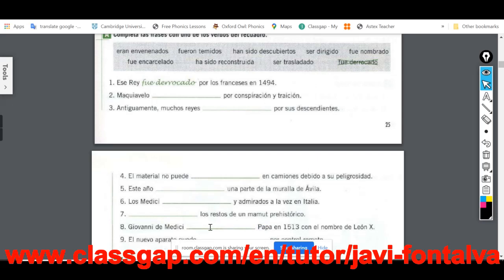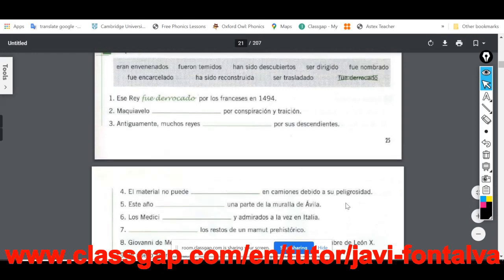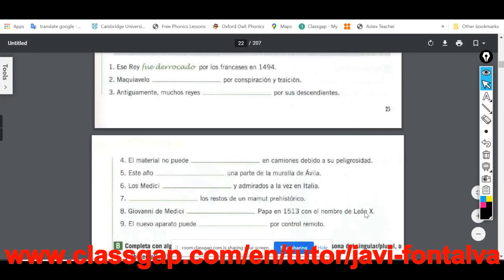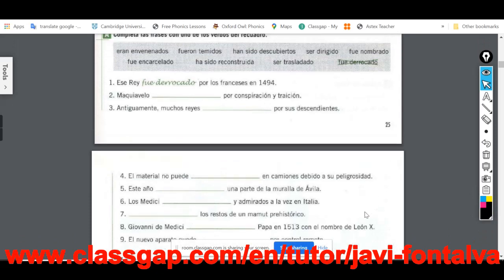So these people are named Pope, yeah? Can you scroll up? Fue nombrado, yeah? He was named. He was made a pope. And el nuevo aparato puede por control remoto. Okay, remoto por control.